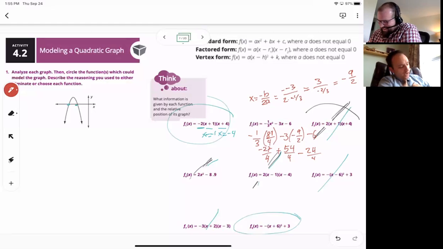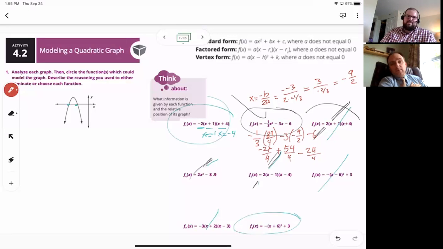But anyway, so yes, that one works. That was awful. I'm glad I skipped that one. Oh, we're supposed to circle it, I'm sorry. And then we didn't talk about F8, but I circled F8 because the vertex is at -6, 3, and it's a down parabola. So we learned a lesson. Standard form is terrible when we're talking about graphs.